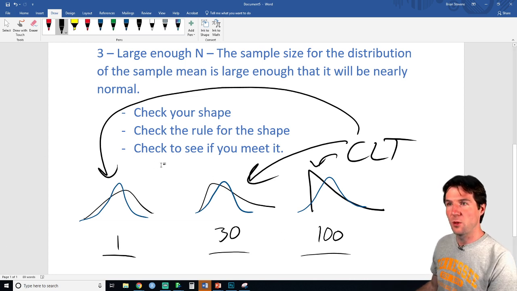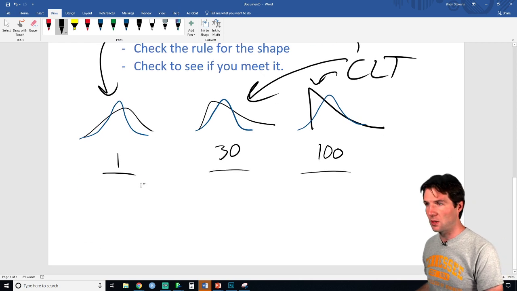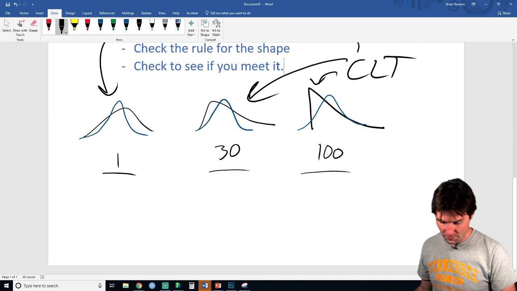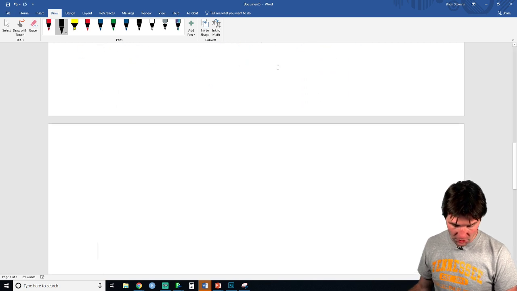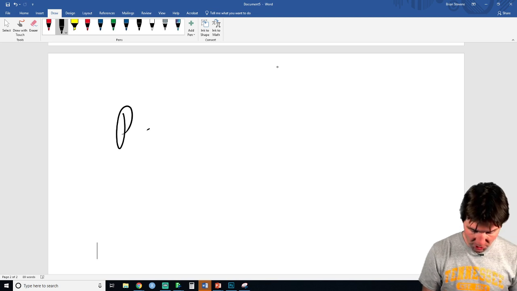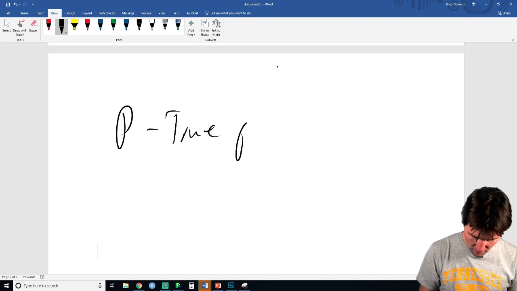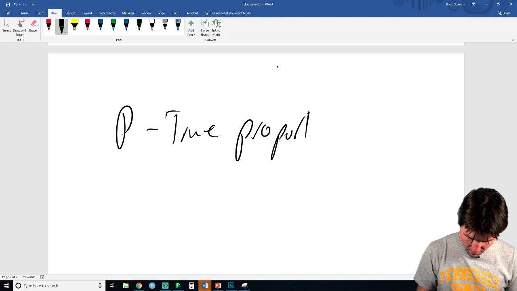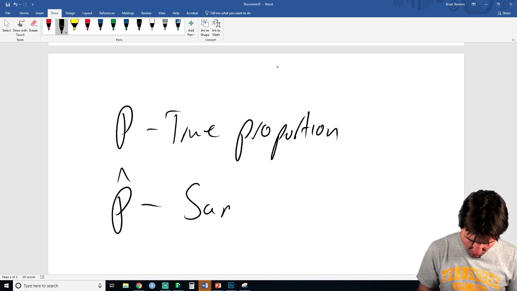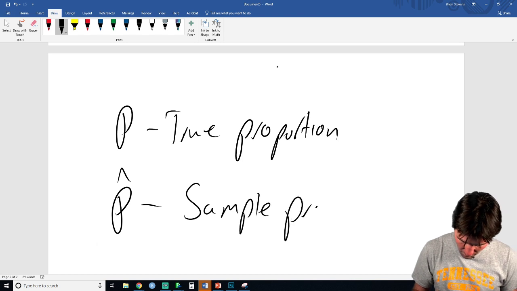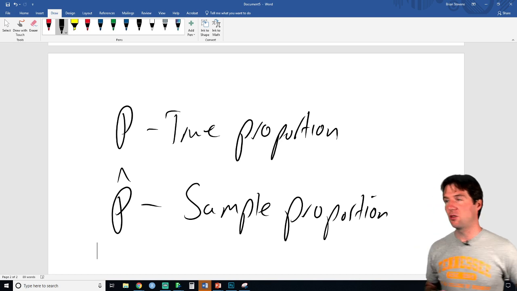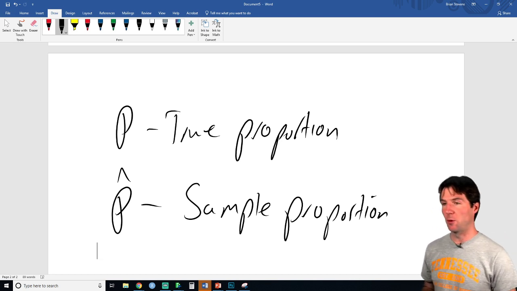Can you explain what the difference is between the true and the sample proportion? We got that one right here. The difference between the true and the sample proportion. I'm going to try to do some rapid fire questions here. P is true proportion. P hat is sample proportion. P is true proportion, P hat is sample proportion.